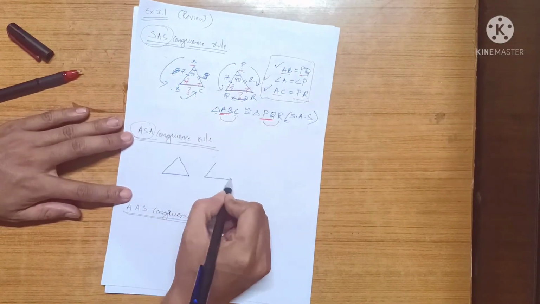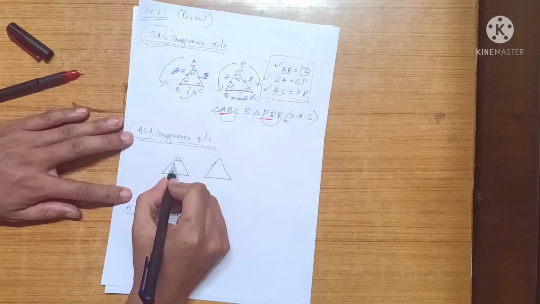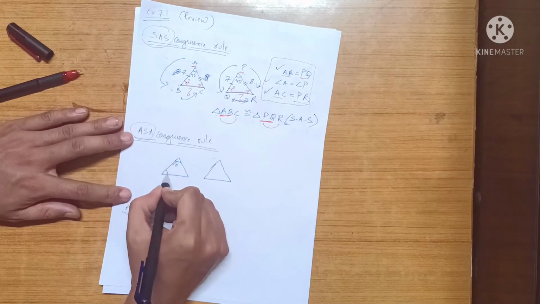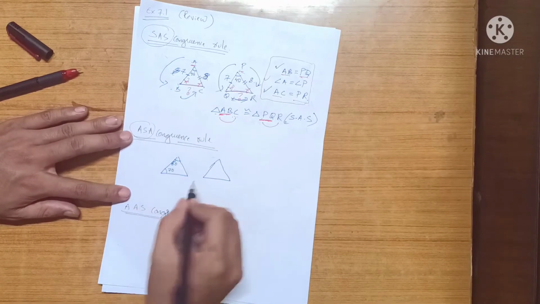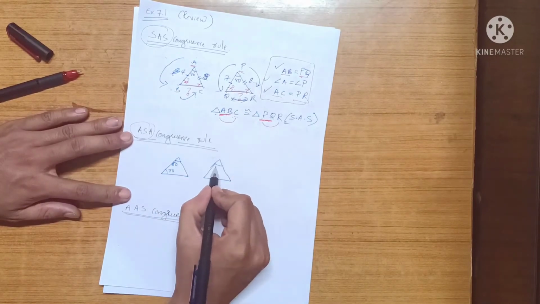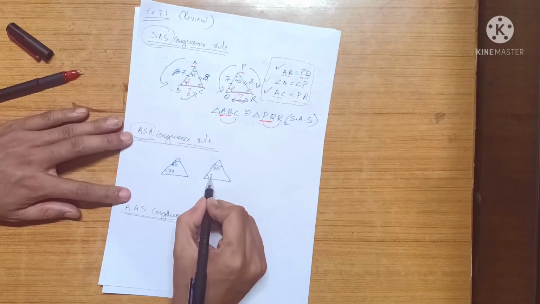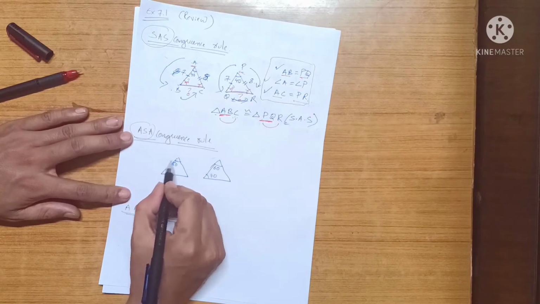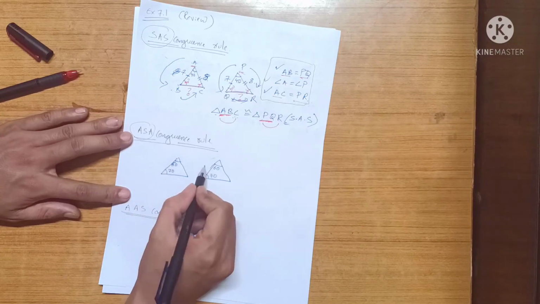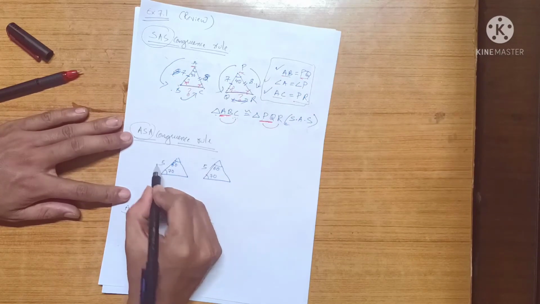As for the ASA congruence rule, if the triangles are there, let's say this is 60, this is 70, then this is 60, this is 70, and the side between the angles, let's say this is 5 centimeter, this is 5 centimeter.